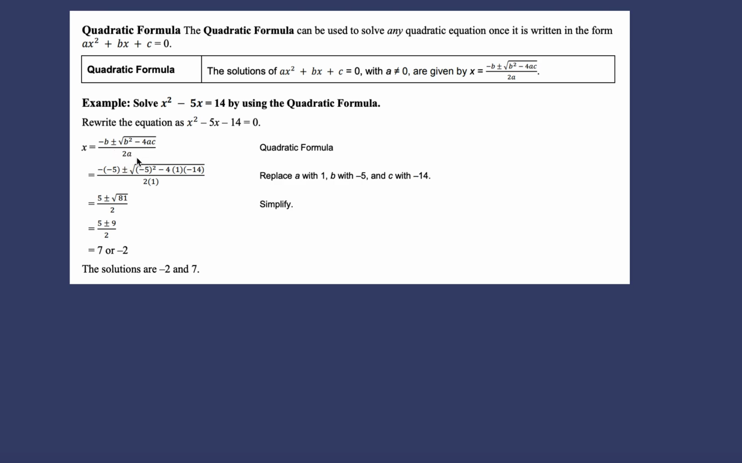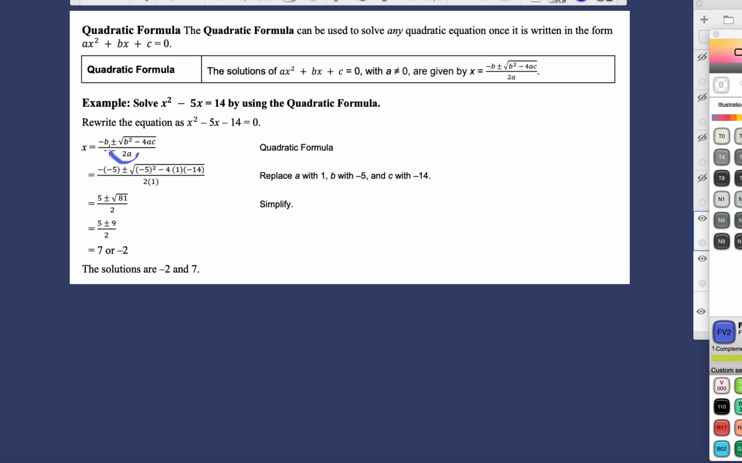You can see it, and I've said it a couple of times, but I want you to look at this. Wait a minute. Haven't we seen negative b divided by 2a before? Where did we see that? Oh, yeah. The vertex. It told us where the midpoint was in our parabola.